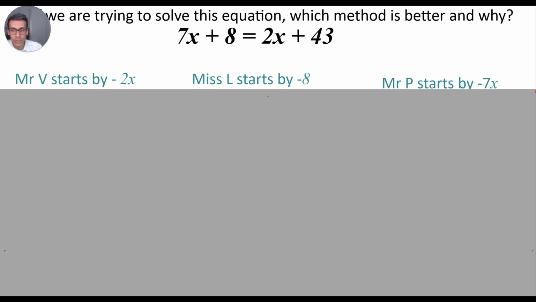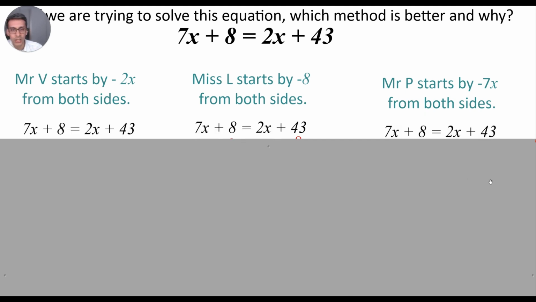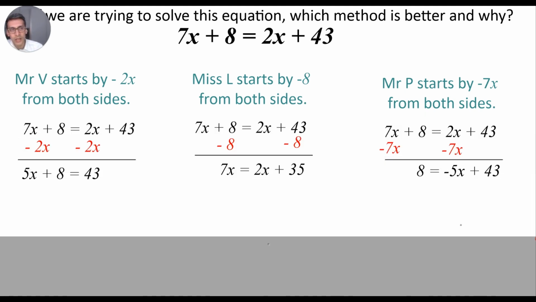So what you can do is you've got a range of options. You can add or subtract 2x from both sides. You can add or subtract 8. You can add or subtract 7x. You could also subtract 43 from both sides, but we're not going to do that. Now, the question is, which of these would be the best first step? They're all correct steps, but which of these is the best one that would help us to solve the equation?